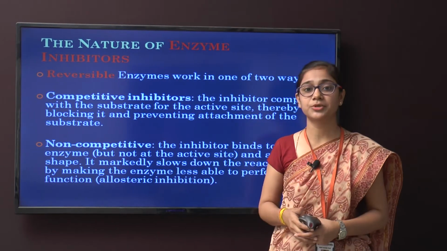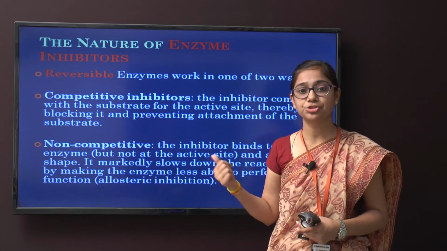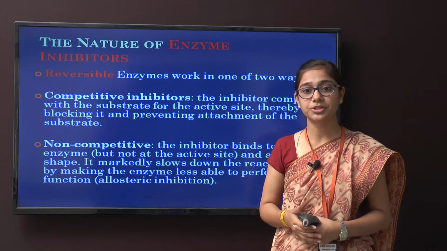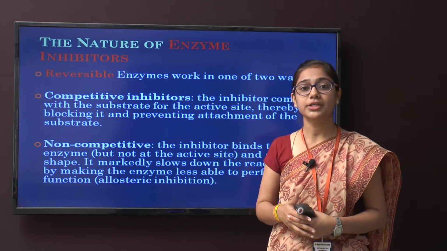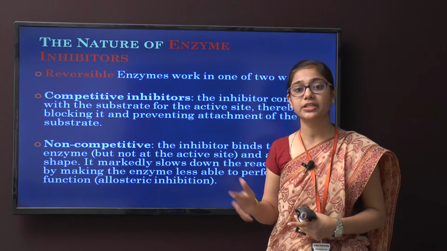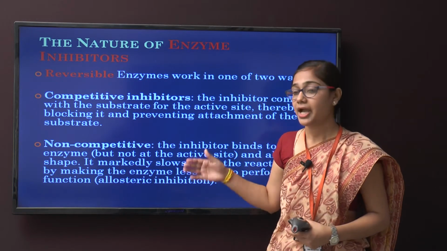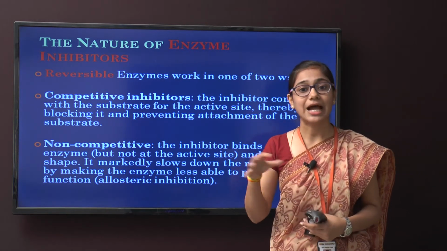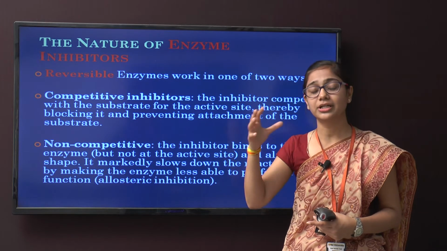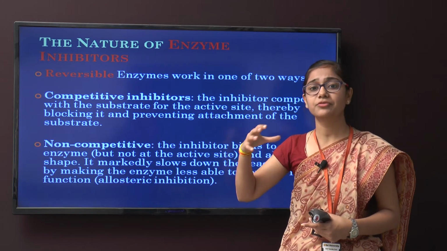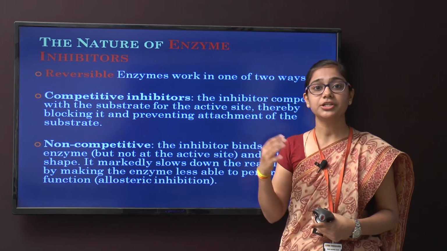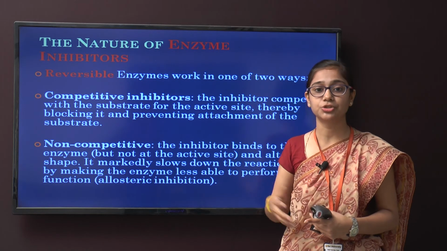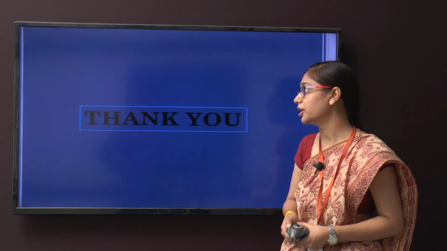In the reversible inhibitors there are two types, competitive inhibitor and non-competitive inhibitor, and they work in two ways. A competitive inhibitor competes with the substrate for the active site, blocking it or preventing the attachment of the substrate. In the non-competitive inhibitor, the inhibitor binds to the enzyme not at the active site but at another site, but it alters the shape of the active site, so the substrate cannot bind to the active site. This is the allosteric inhibition.